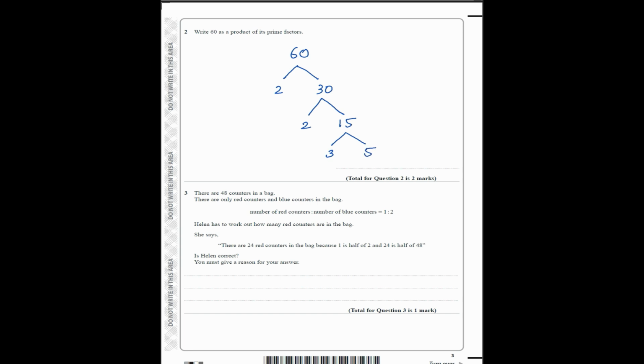Now you just have to encircle all the prime numbers. So 2, 2, 3, and 5. These are the product of its prime factors. So we will write 2 times 2 times 3 times 5.